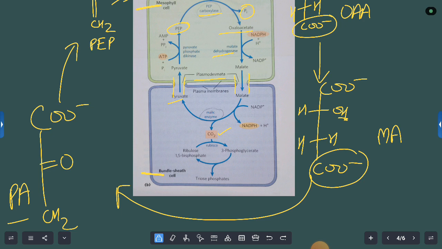Here the decarboxylation reaction is catalyzed by the malic enzyme, and this carbon dioxide then enters into the Calvin cycle or C3 cycle. By the Rubisco enzyme, carbon dioxide is incorporated in the Calvin cycle, and 3-phosphoglycerate is made, and further reactions convert the fixed carbon dioxide into carbohydrate or glucose. So the sugar is made in the C3 cycle.